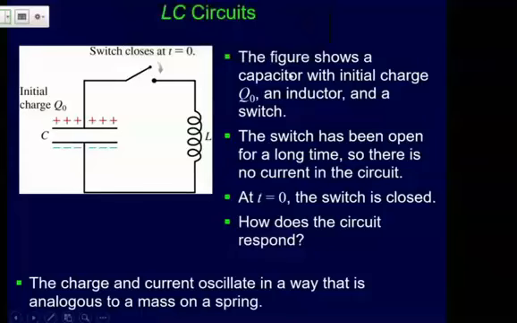We're going to assume that our capacitor is fully charged. So we assume that our capacitor is fully charged and there's a switch open, and then we're going to close this switch and try to see what happens. How does the circuit respond? The charge and the current are going to oscillate. So this will be an oscillator, and we're going to show that it's very analogous to a mass on a spring, which is something you probably talked about in 2A at length, right?